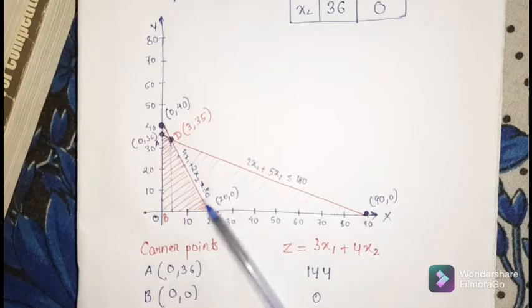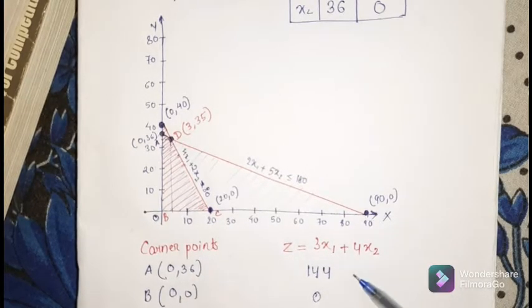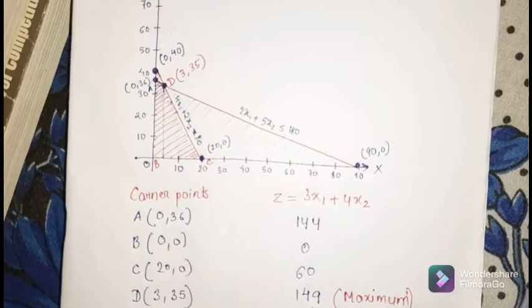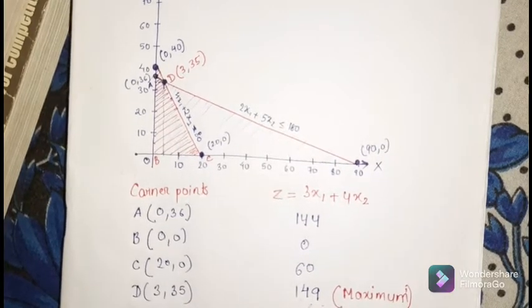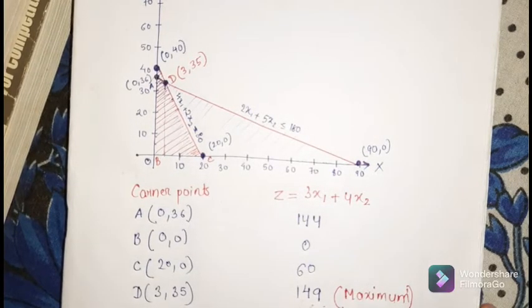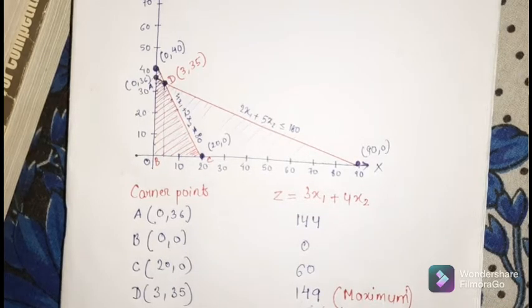Then we get the 4 corner points there, and at those corner points we have to find out the value of the objective function. Since it is a question of maximization, we find out at which point we get the maximum value of z. So in this way we have to proceed. Now we will do the next problem, so it becomes more clear to you.